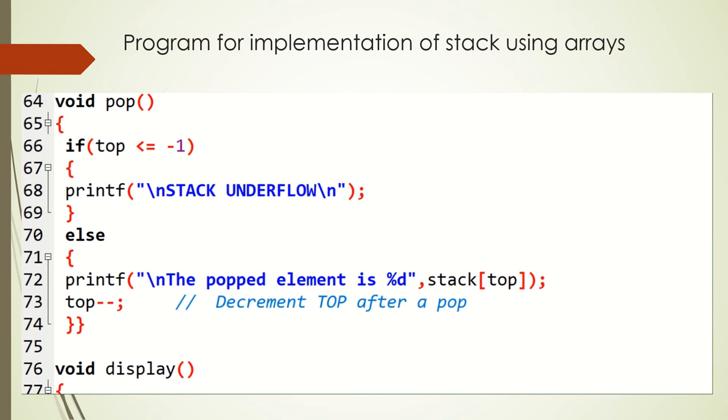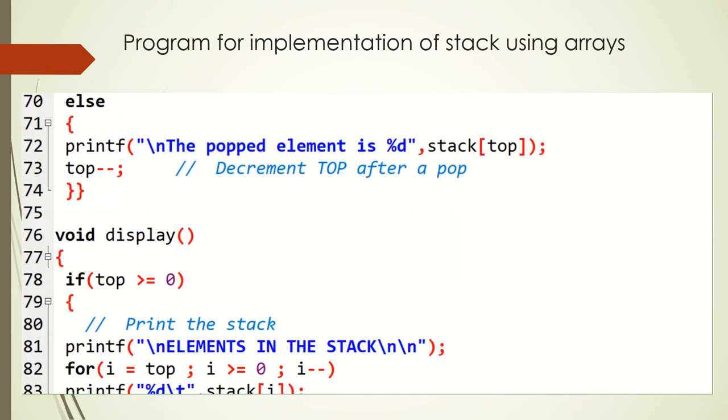Printf, the popped element is percentile d, the stack of top. Here the topmost element is deleted from the stack. Top minus minus, the index value of the stack is decreased here. This is for the pop operation.